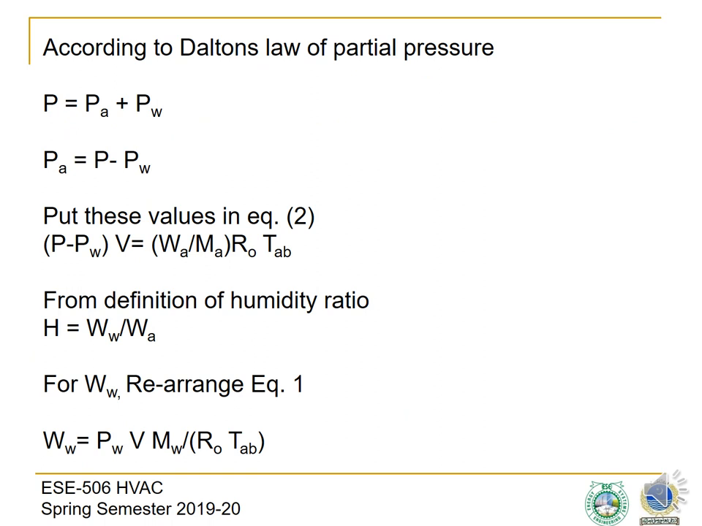According to Dalton's law of partial pressure, P is equal to Pa plus Pw, or Pa is equal to P minus Pw. So put these values in equation 2, and the equation will become (P minus Pw) into V is equal to Wa over Ma into R naught into T absolute. From the definition of humidity ratio, we know that H is equal to Ww over Wa. For Ww, rearrange equation 1, which we discussed in the previous slide, and take Ww on the left hand side and all the other parameters on the right hand side. The equation will become Ww is equal to PwV into Mw divided by R naught into T absolute.